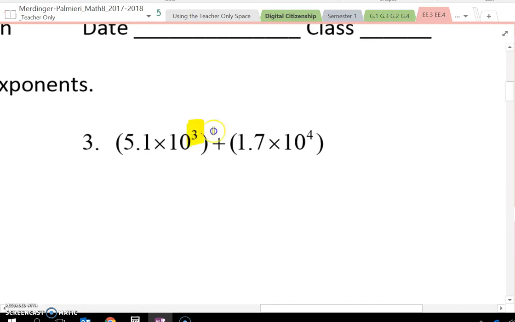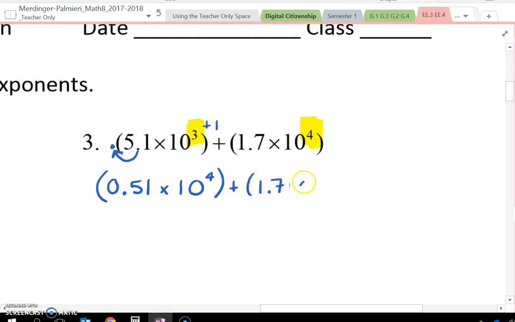So we're going to look at our exponents and say that they're obviously not common, and I'm going to take my smaller exponent and turn it into the larger one. So 3 is going to become 4, and we do this by adding 1, which means that I am going to add a space to my first factor. My new first factor is 0.51 times 10 to the 4th power. We're going to add that to 1.7 times 10 to the 4th power.